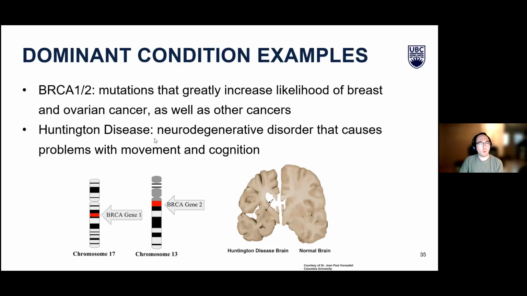And you might be wondering with BRCA1 and BRCA2, what if you have a mutation in both of these genes? So having a mutation in one of them greatly increases your likelihood of breast or ovarian cancer, as well as other cancers. If you have a mutation in both, typically what this does is it means that the onset of the cancer will be much earlier than it typically would be.